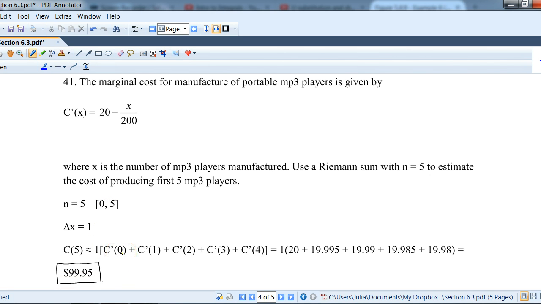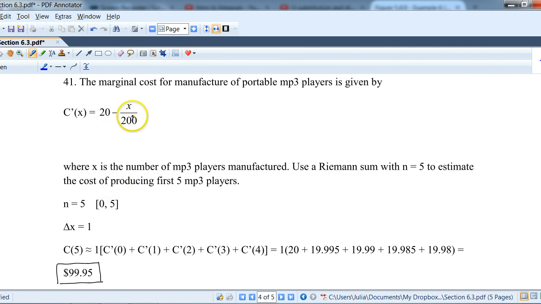Why? Because if you remember, marginal cost approximates the cost of the next item. So if you're starting with C prime of 0, it actually approximates the cost of the first item. And then you can keep going. Keep adding 1. C prime of 1 approximates the cost of the second item. C prime of 2 is the third, and so on, all the way up to C prime of 4. So really it's a left sum.